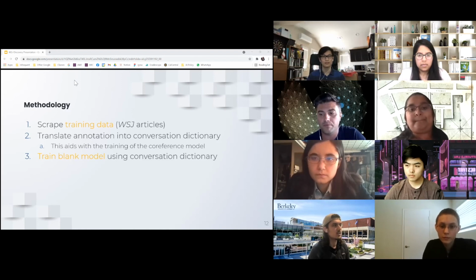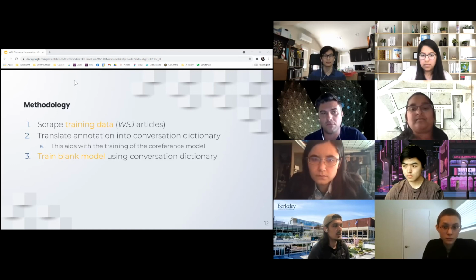And this basically labels rarer entities with something that the model understands better. So it doesn't know what Microsoft is, but it knows what a company is. So you can label Microsoft with company and then it gets what's going on after that. And then we train this blank model using our conversation dictionary and the training data.